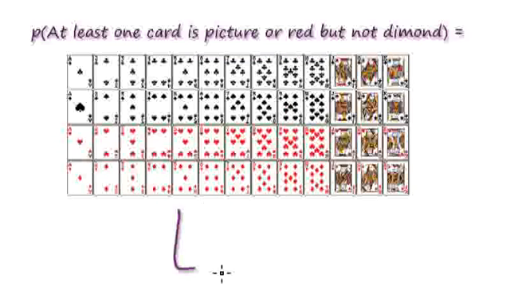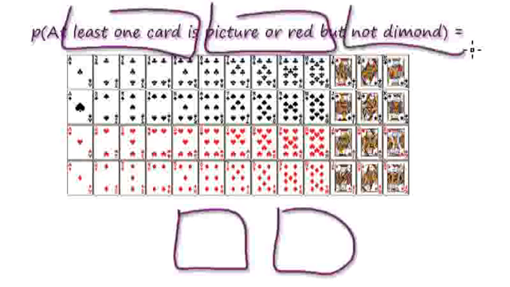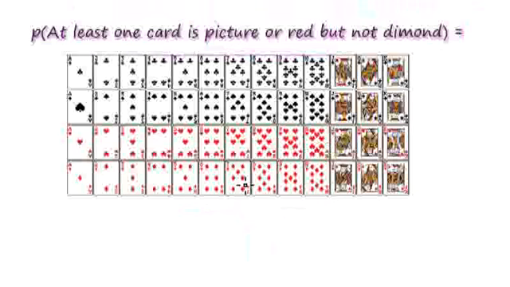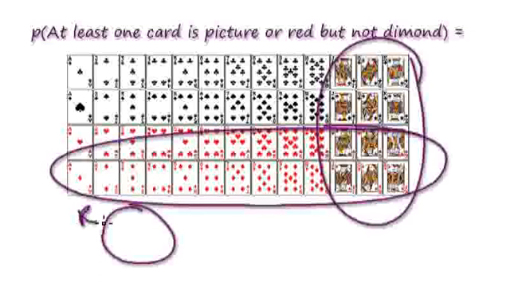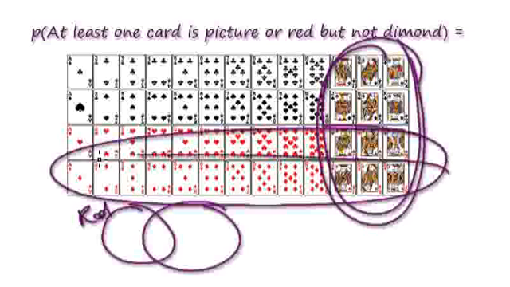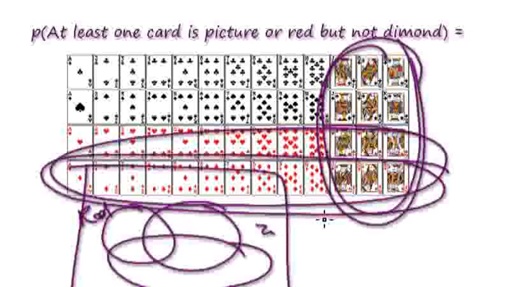Okay, so we're going to pick out two cards. What is the probability that at least one card is a picture or red, but not a diamond? So here, to answer this question, you have to draw your Venn diagram. Remember, draw it like this. So this here represents your, let's say, red, and this here will represent your picture. And then you've got your diamond here, so this could represent your diamond. And don't forget, you've got some cards out here as well.